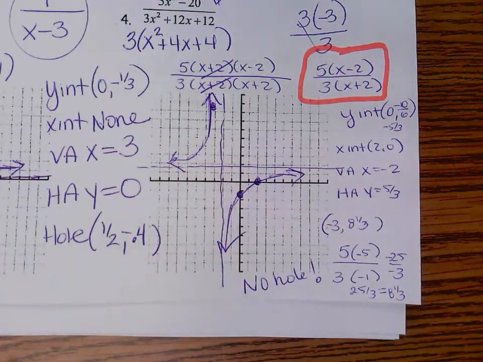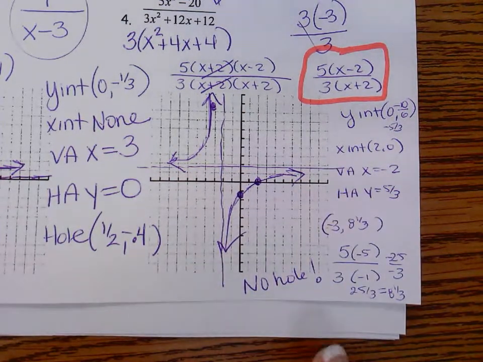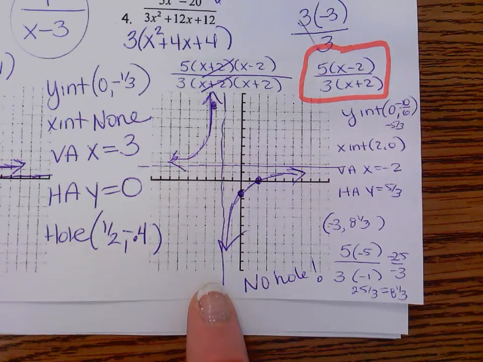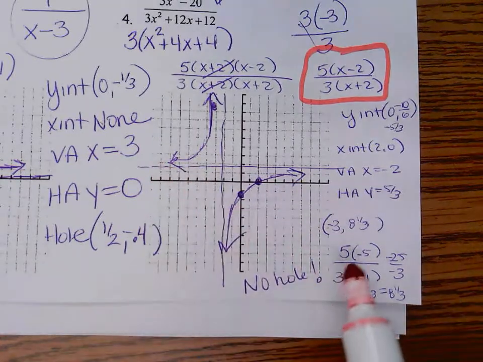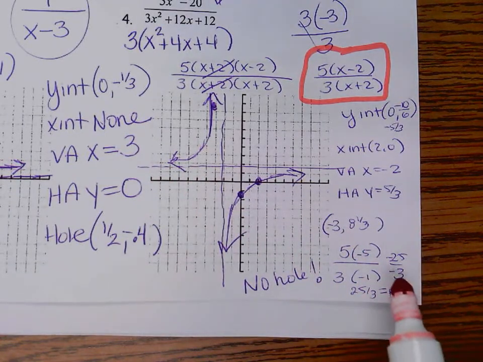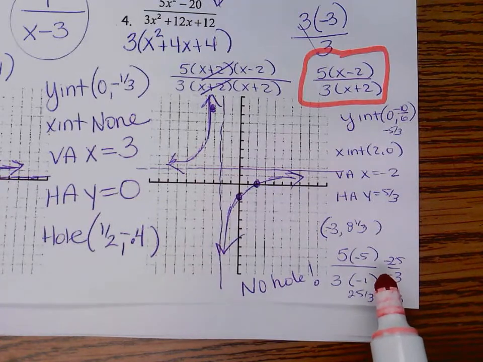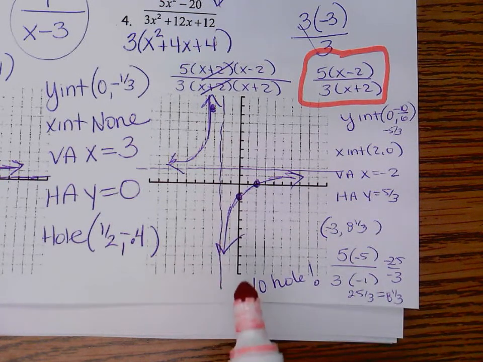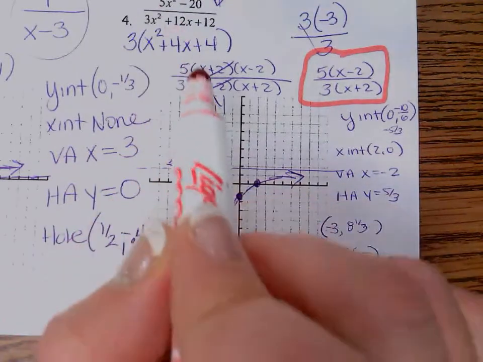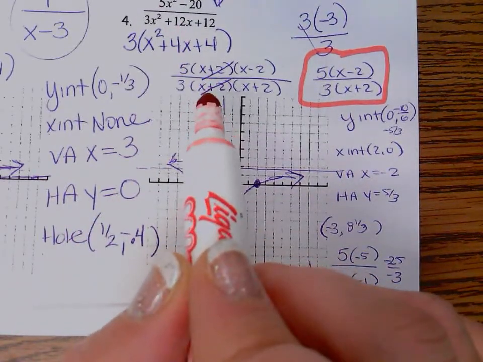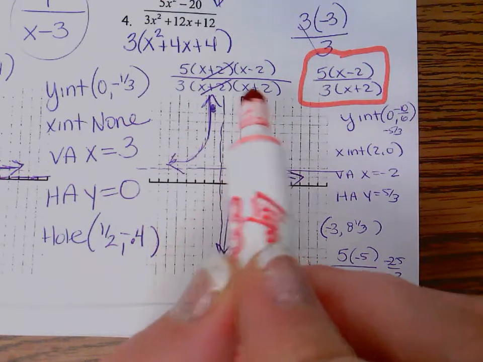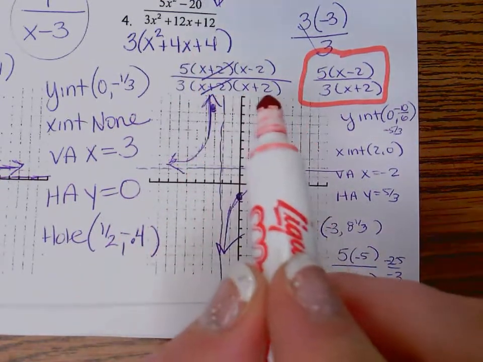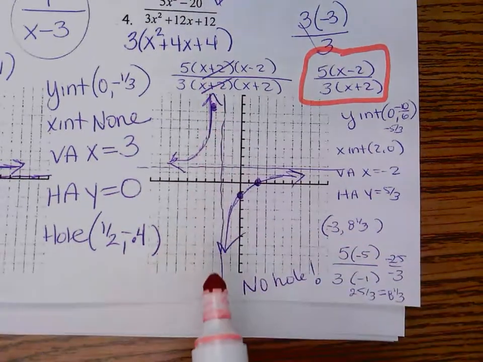I plugged in the value negative 3, I think. I plugged in negative 3 to get that value. It was like 8 1/3. Negative 25 over negative 3 is like 8 1/3. And there's no hole. The reason there's no hole is, where do you want to put the hole? Negative 2, right? Well, because the two factors in the denominator were both x plus 2, x plus 2, it was nice that it canceled out, but a vertical asymptote is still there at negative 2.